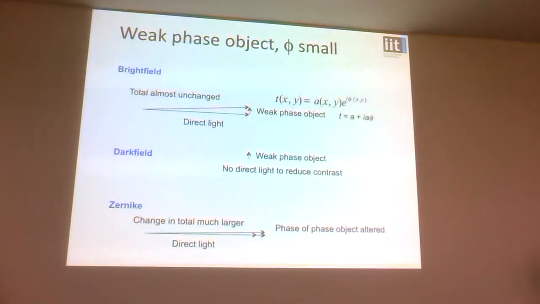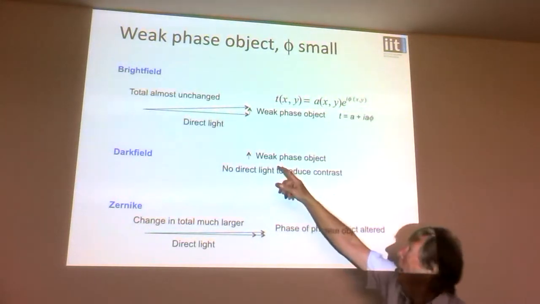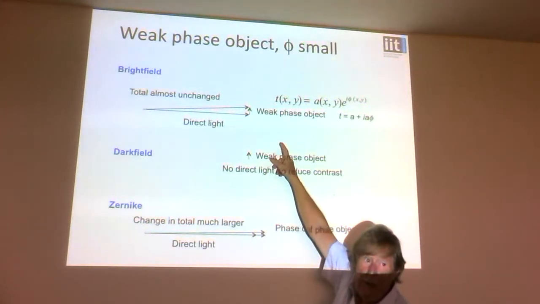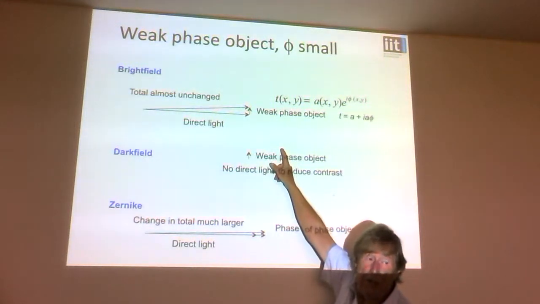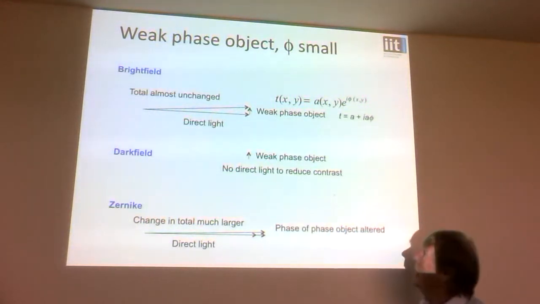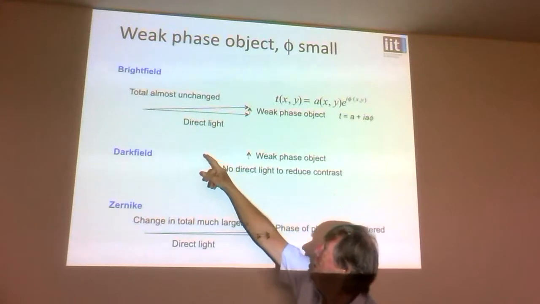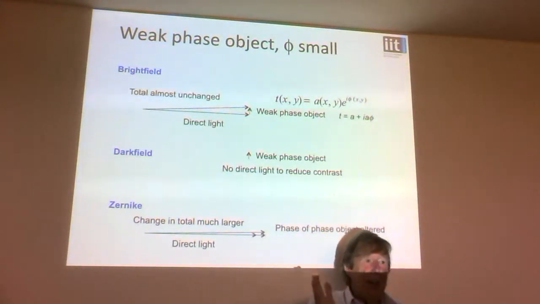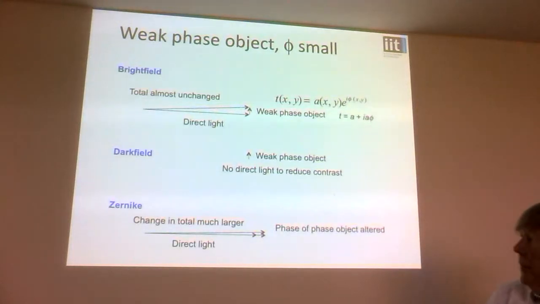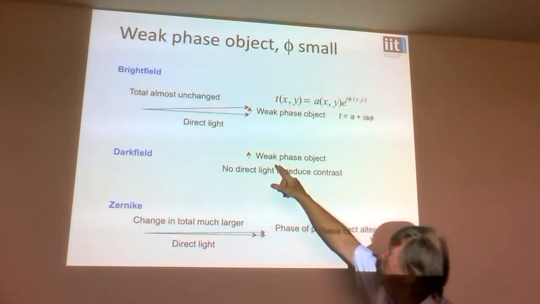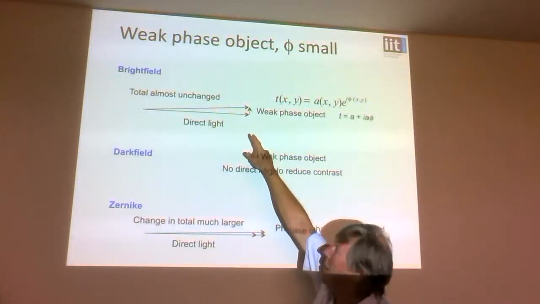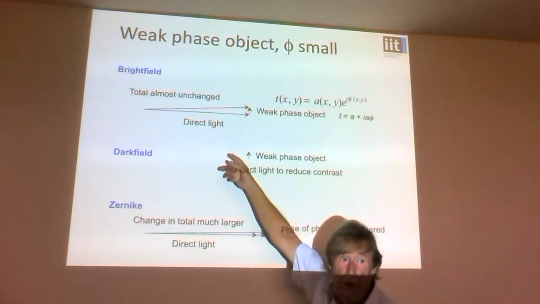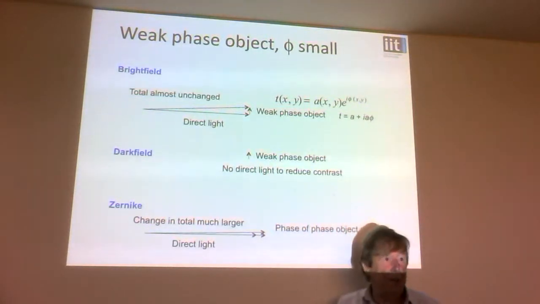Well, this is basically how it works. If you've got a bright field microscope, you've got a direct beam, and your phase object is at right angles to that because of this i that appears in that term. And what you actually see is the hypotenuse of that triangle. You only see the length of it, right? So you can see that the difference between the lengths of those two lines is very, very small. So that's why you can't see the phase information.